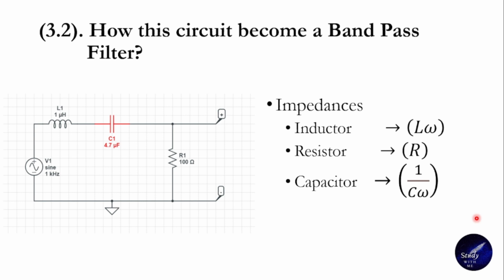Now just think omega is increasing along the x-axis, so we can see L omega can capture higher values and 1 over C omega can capture lower values, and the resistor will capture the middle value. So I think you can understand the sense why this circuit is called a band pass filter. It's just for the understanding. It is not a standard thing.